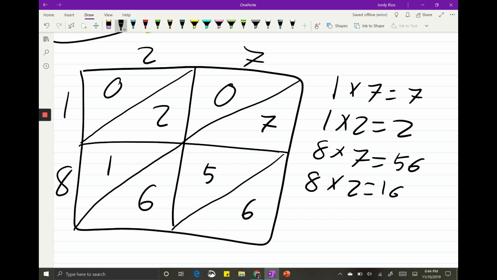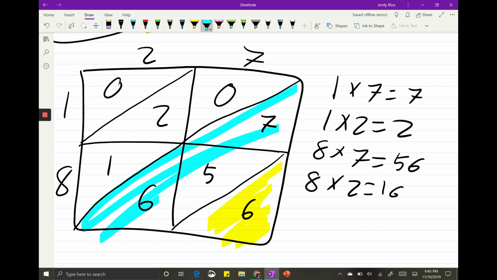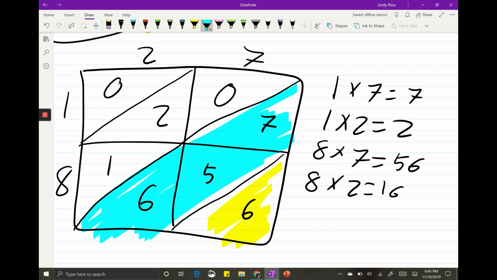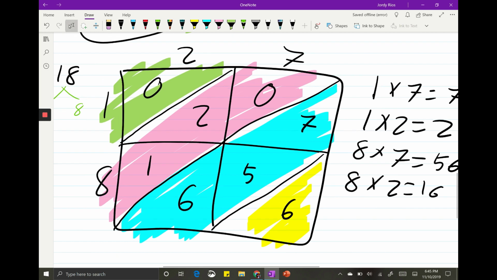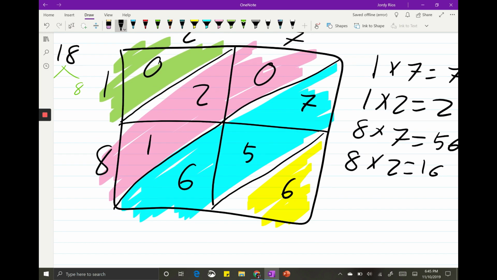So get out your colors because we're going to color. You're going to add this up. Anything touching diagonally, you're going to add those up. So this gets added up because it's diagonal from each other, then this gets added, and then lastly, this gets added by itself. So we have 4 areas where we're going to color in: 1, 2, 3, 4.